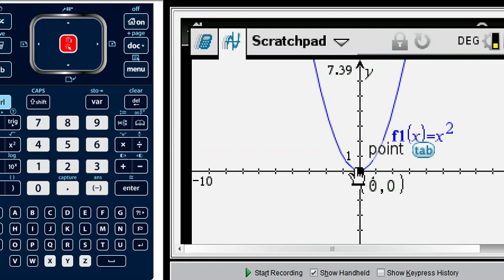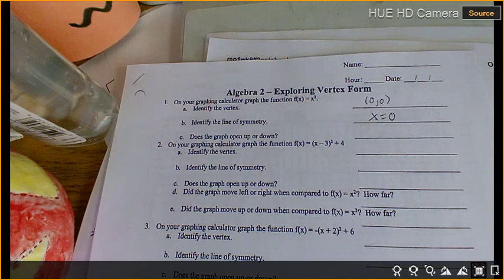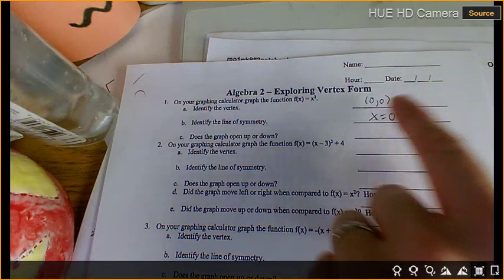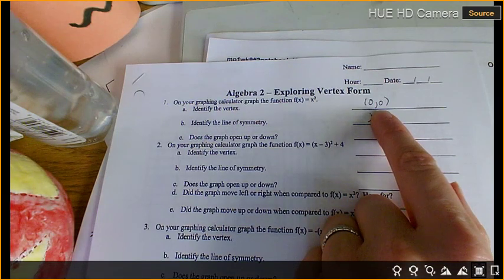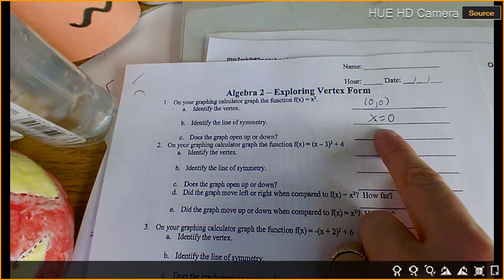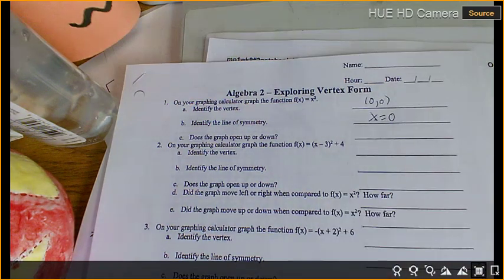Hold on. We'll switch back. So this is what I've written so far. I've written that this is 0, 0 for A. My axis of symmetry is x equals 0. If I fold it in half and x equals 0, it's symmetric. It's the same on both sides.